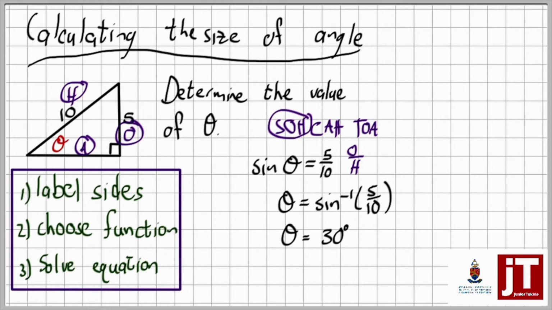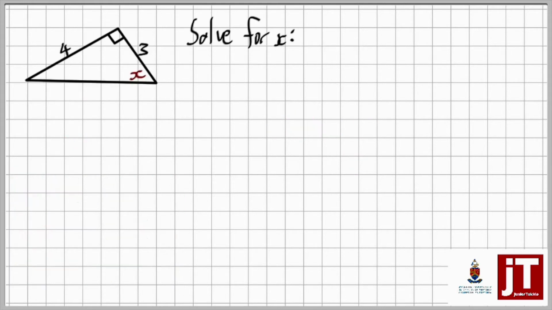Now let's look at another example. What if I give you a sum like that? Now I'm asking you to determine the value of x, or solve for x. If I look at this sum, I'm going to still follow the 3 basic steps. So step 1, which is labeling the triangle. Because it got flipped around, I want you to try it yourself.